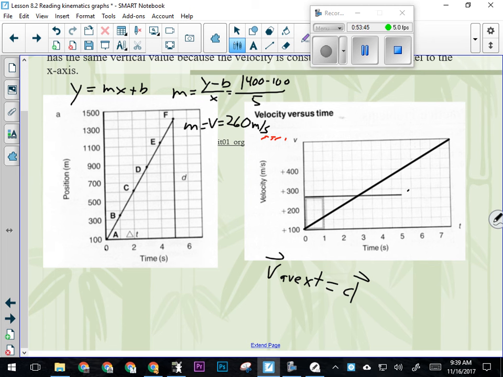No, I can still use this formula. You're on the right track. That's something we'll do in Physics 20. I like where your head was at though. I can still use this formula. If I accelerate from 100 to 550, do I have an average velocity somewhere in there?